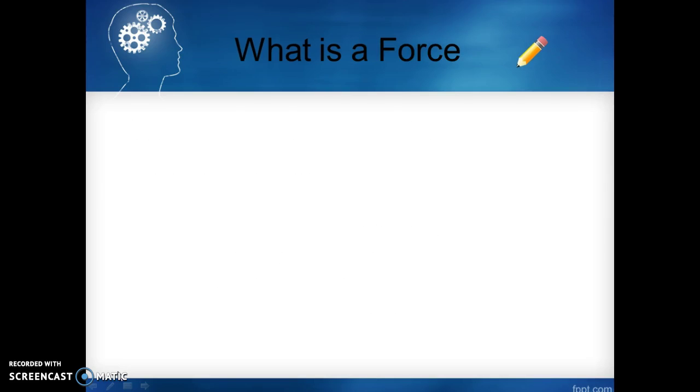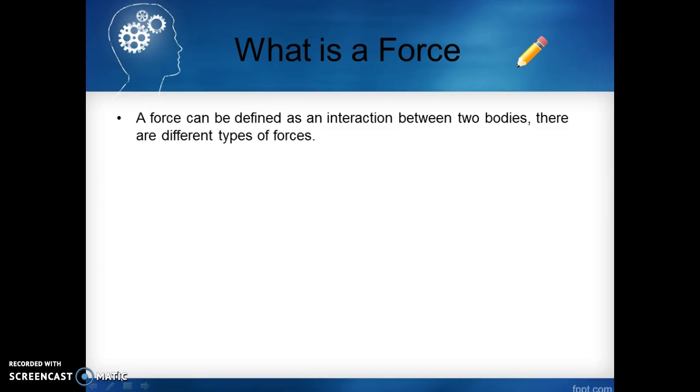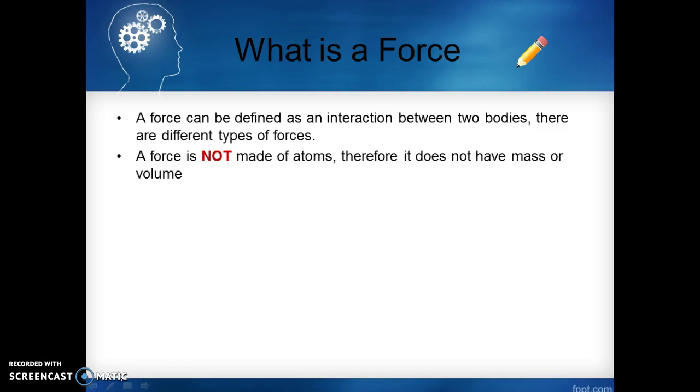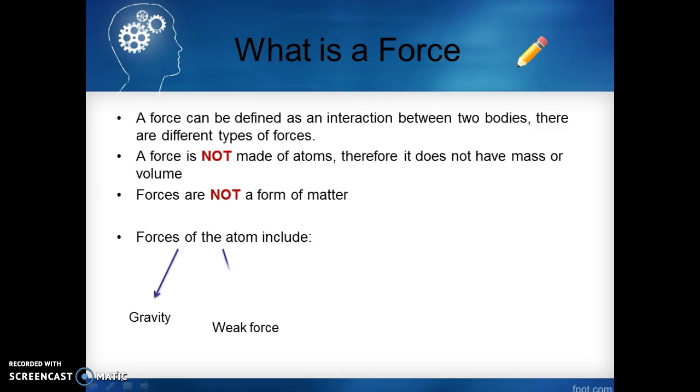Now, what's a force? A force can be defined as an interaction between two bodies or two objects. There are different types of forces. A force is not made of atoms. Therefore, it does not have mass or volume. So, let me ask you, is a force matter? No, forces are not a form of matter. Forces of the atom include gravity, weak force, electromagnetic force, and strong force.